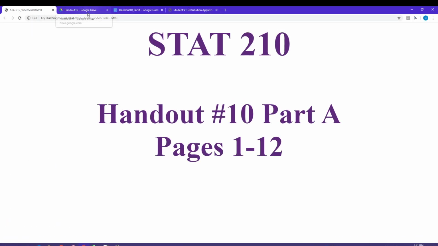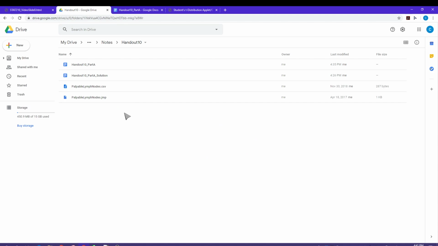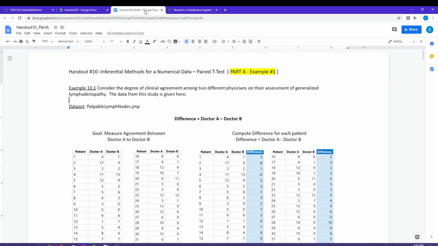The data set for this handout is included in our Google folder for handout number 10. The name of that data set is Palpal Lymph Nodes. So what handout number 10 covers is what's called the paired t-test.